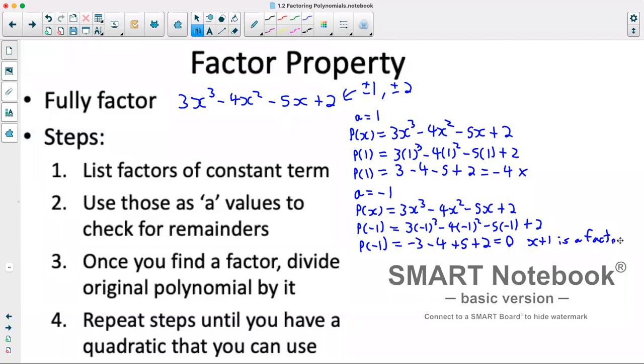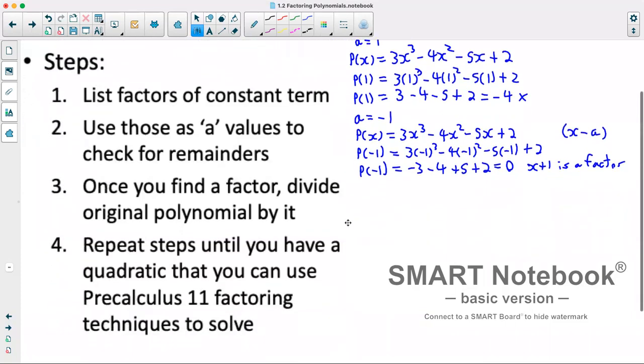Now it's x plus 1 because once again, our factors take the form of x minus a. So if we have x minus negative 1, that works out to positive 1. So we have now done steps 1 and 2. We have now found a factor. So we're going to divide our original polynomial by it. Now for this, we can choose to use long or synthetic division. I tend to use synthetic because it's quicker.